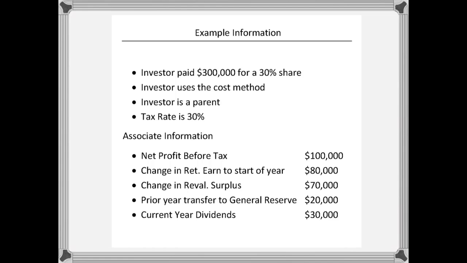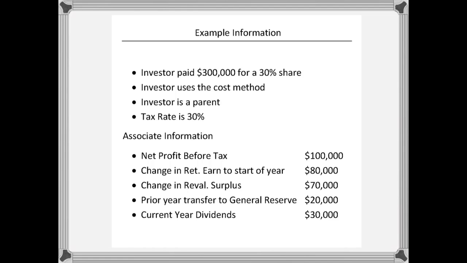The change in retained earnings from the point in time where this company became an associate of the investor to the start of this financial year that we're dealing with is $80,000. There has also been a total change in the revaluation surplus from, I suppose if you can call it the acquisition time to now, of $70,000.